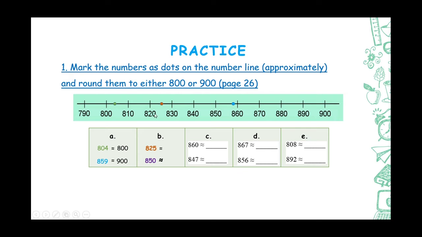Well done. In the middle of 820 and 830. Now, do we round it up or down? We have 2 tens. Do we round it up or down? Down. Well done. Next one, 850. Can you mark this on your number line?